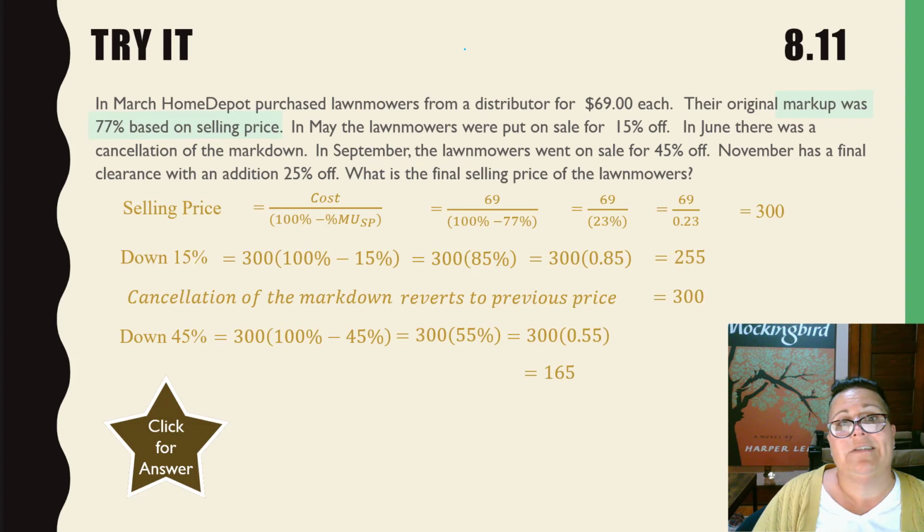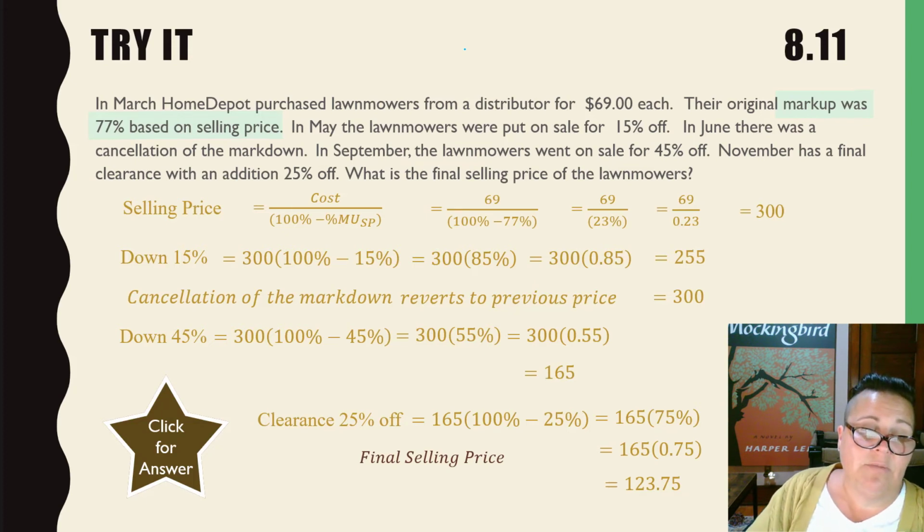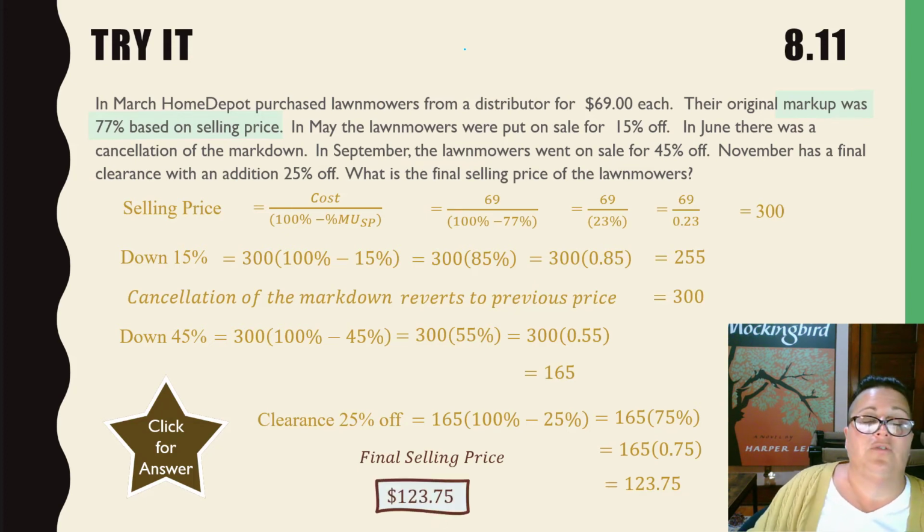going to take an additional 25% off. So that means they're going to have to pay 75% of the $165. 75% of $165 is $123.75, which gives us a final selling price of $123.75.